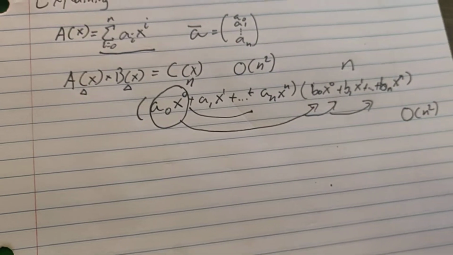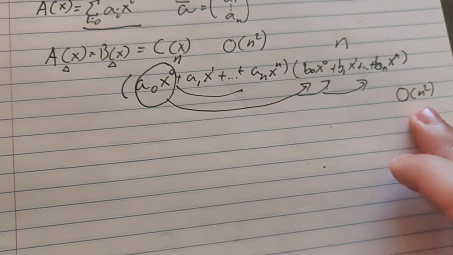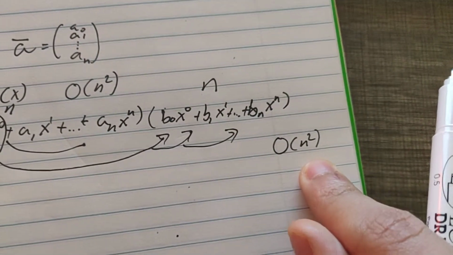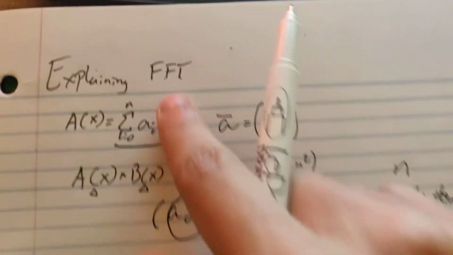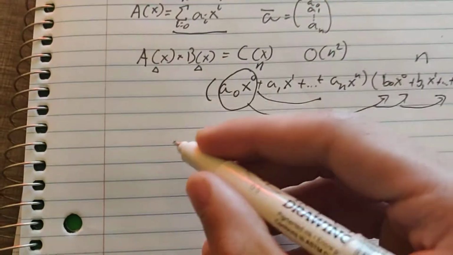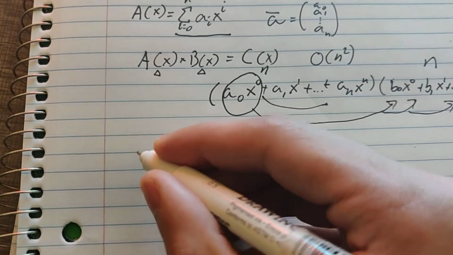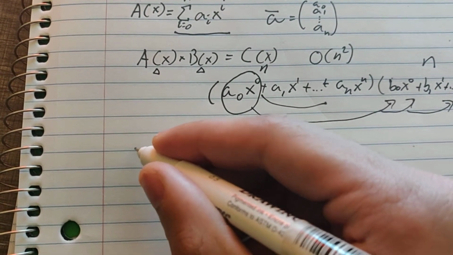But there is a way to get around this seeming n squared barrier. It seems like that would be the best way to do it, but there's actually a better way, and that is the whole point of the fast Fourier transform. There's another way of representing polynomials, called the point value representation.